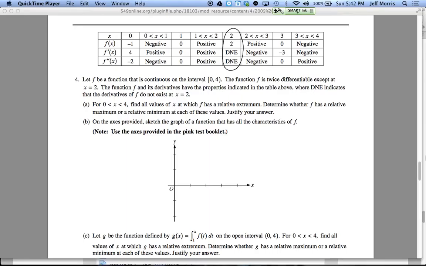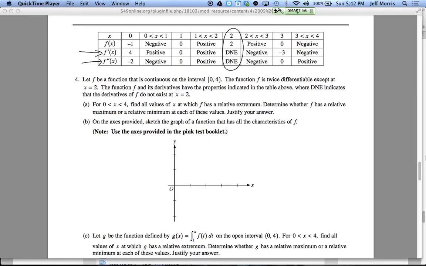It's non-differentiable there. So they're saying the derivative is positive, positive, negative, negative, which tells, what does the derivative tell you about the original function? Where it's increasing and decreasing. What does the second derivative tell you about the original function? Concavity. So that pretty much should be everything you need for this problem.